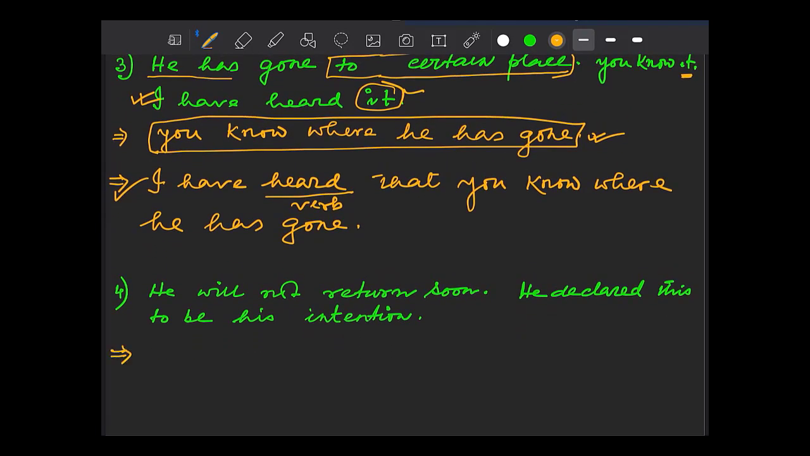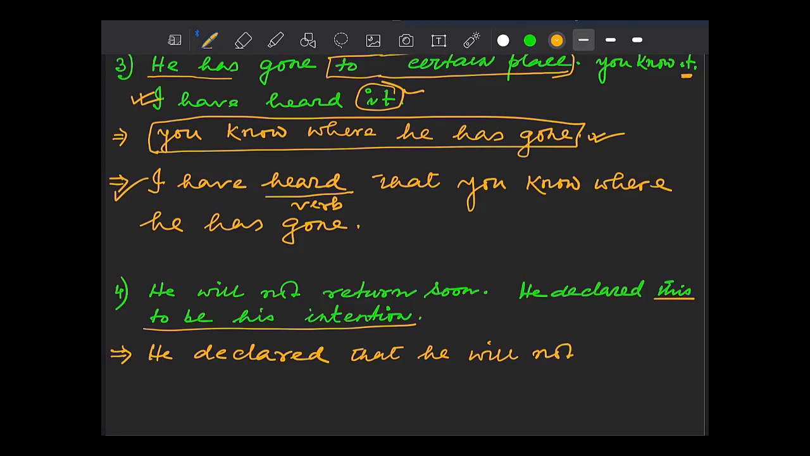Next one, he will not return soon. He declared this to be his intention. You can write this way. He declared. Up to this, drop this. He declared that he will not return soon. This is your combined sentence. So here he declared is the verb and this one is the object.